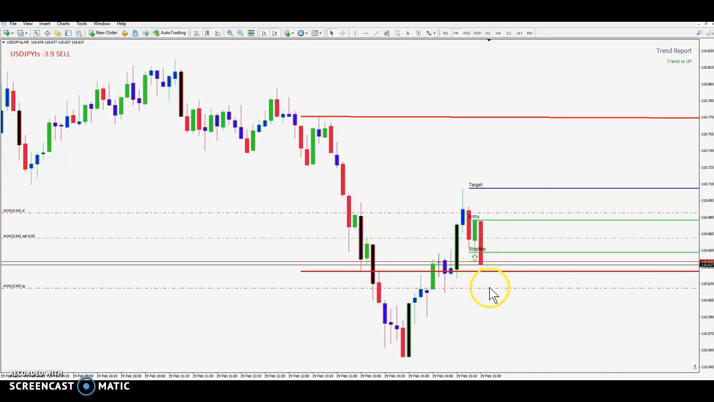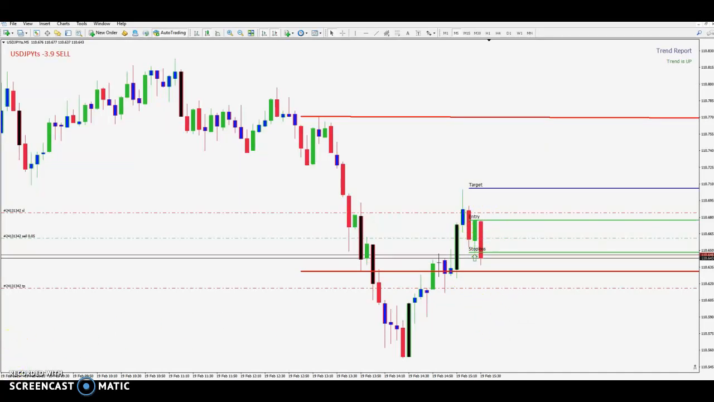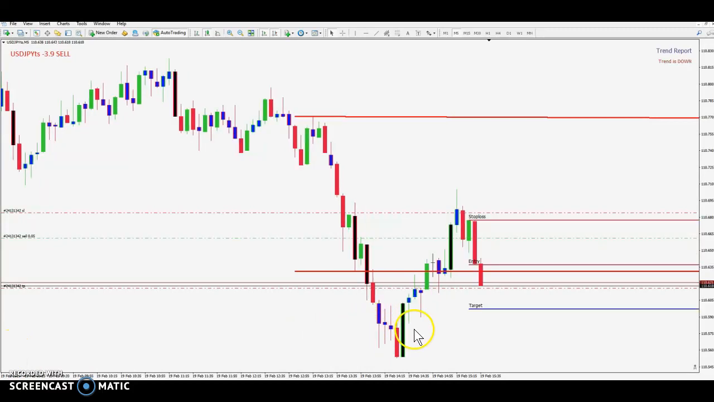Okay, and then I'll just come back as the target gets hit or I get stopped out, and I'll show you that and tell you a couple other quick things. Okay, so our target's going to be getting hit here pretty quick. I'm just waiting for another thrust down here and we'll be taken out.